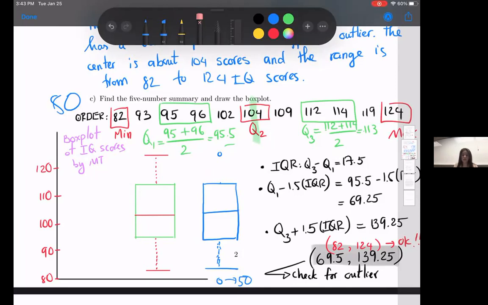But if someone says that just 124 is an outlier, then yes, you have to show 119 as the line, as the maximum. This score is not the maximum, but does that make sense?